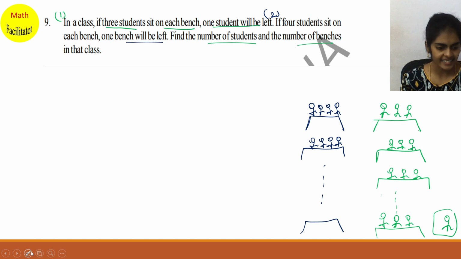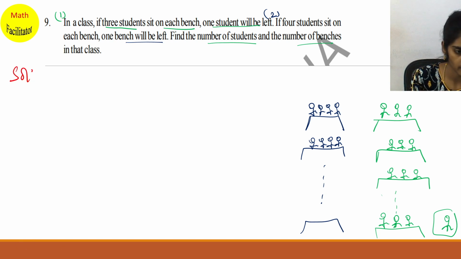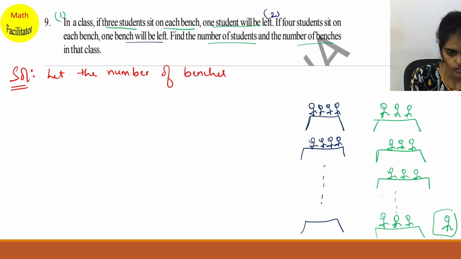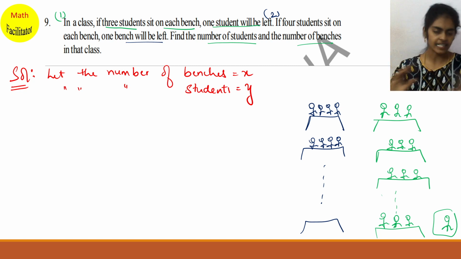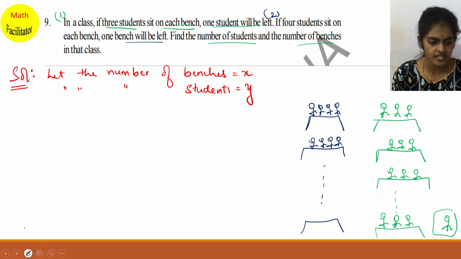So let us take this. Let the number of benches be x, and the number of students, let us take it as y. Okay, so in the class there are x benches and y students. Clear till here? So what are the two conditions they gave us?